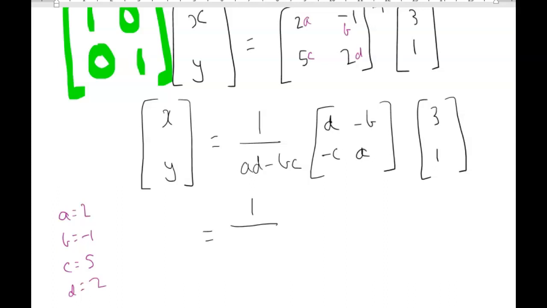So A times D, so we're going to have 2 times 2, which is 4. B times C, so negative 1 times 5 is, let me make sure I don't make a mistake this time, negative 5. And then we've got D up here, which is 2, negative B. Now B, because it's already negative, will now become positive, and C, before it was positive, now it becomes negative. And I just noticed that A and D are both 2, which doesn't make it ideal, but it's all good. All right, and then we've got the 3, 1.